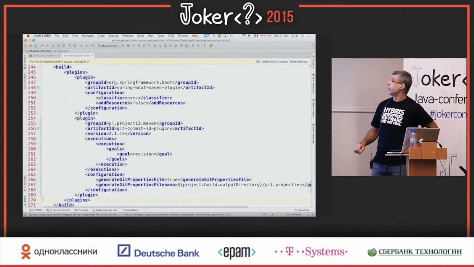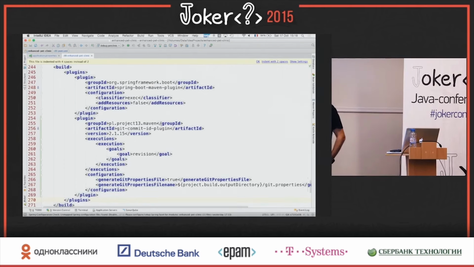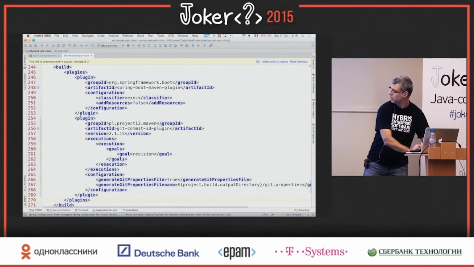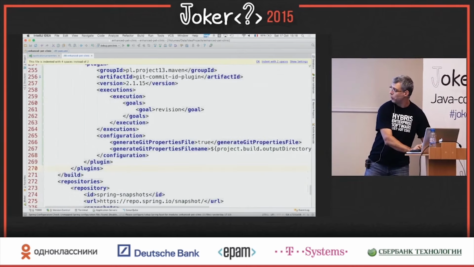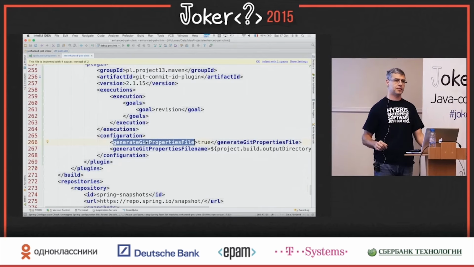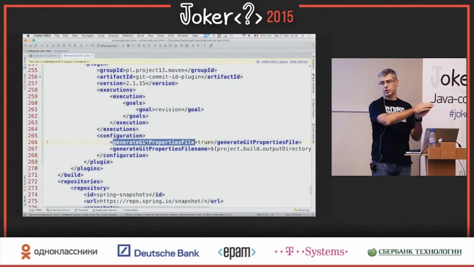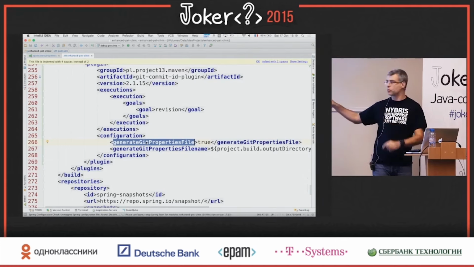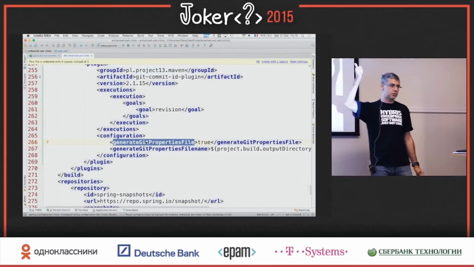The good thing is everything is done for you. But you have to configure it. Yes. By default, it won't generate the file. So the goal of this plugin is to generate a git.properties file that will read your .git/config and put everything it has in it, OK? By default, this plugin doesn't generate the file, which, in my opinion, is a little stupid. So you have to tell it to generate the file. There is one property to generate the file.